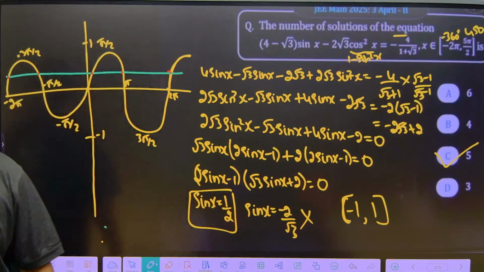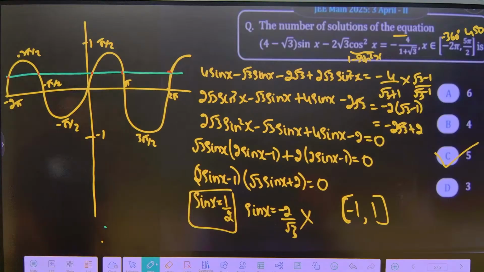If you want, you can take a screenshot of this solution. This will be highly useful for you. Very simple question, but you should know the trick of how to solve the question. Clear?